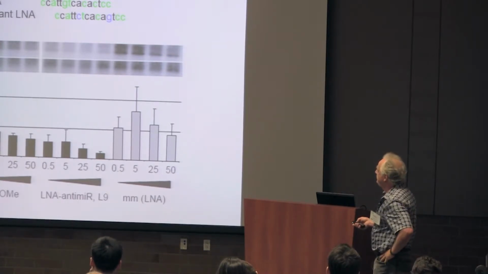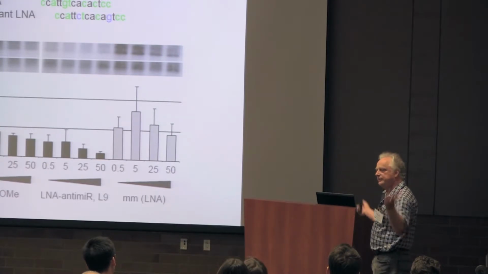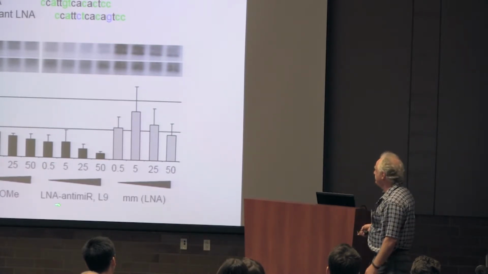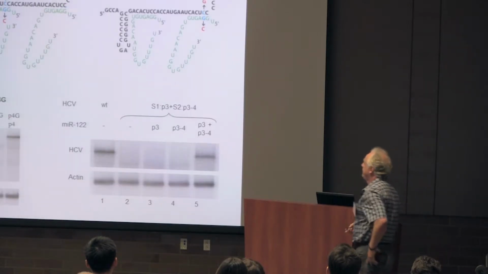So what we did here, this is another plot, we basically infected cultured Huh-7 cells with hepatitis C virus, and we added the RNA, and as you can see here, a very, very low concentration, 0.5 nanomolar, and this is unformulated, we just add it to the medium. It goes into the cell, and you see a drop in hepatitis C virus RNA abundance.